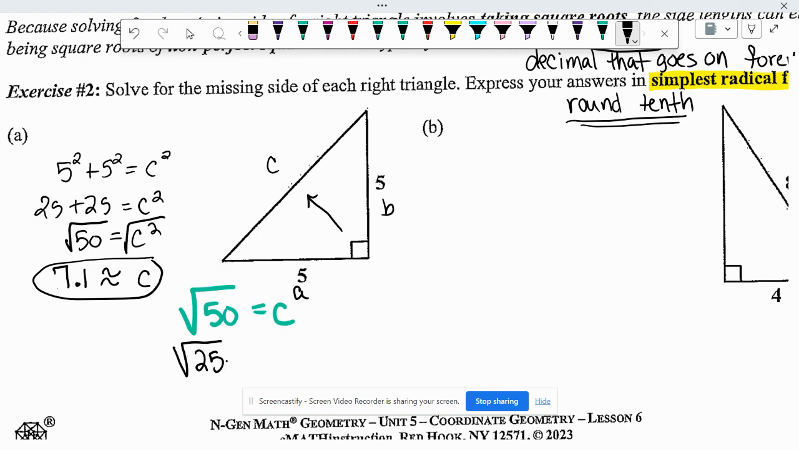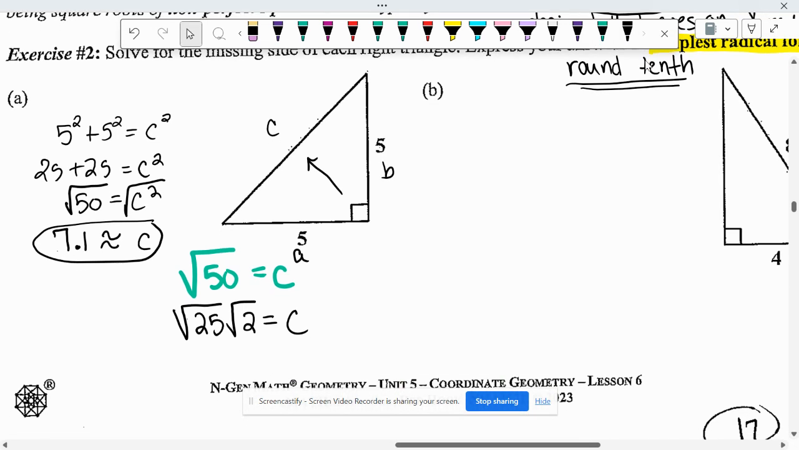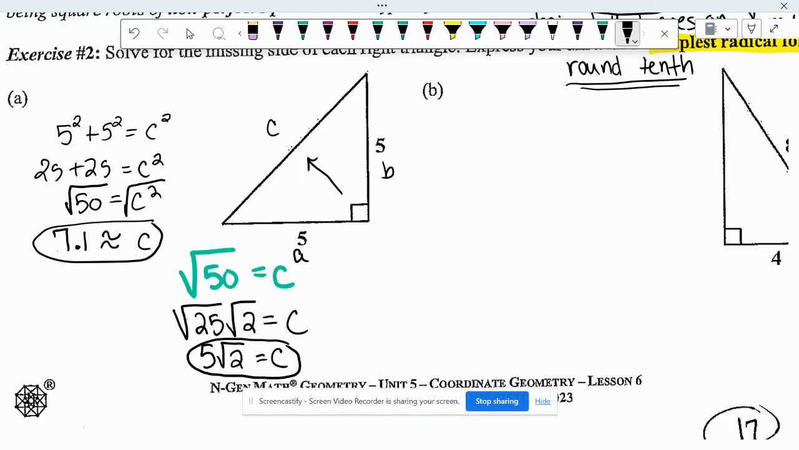So the square root of 50 is also the same thing as the square root of 25 times the square root of 2. But what is the square root of 25? 5. It's 5. So this is actually 5 times the square root of 2. And this answer is exact. The square root of 2, we just leave it like that. We don't know what the square root of 2 is without rounding it, but we can leave it as the square root of 2 and be exact, okay?